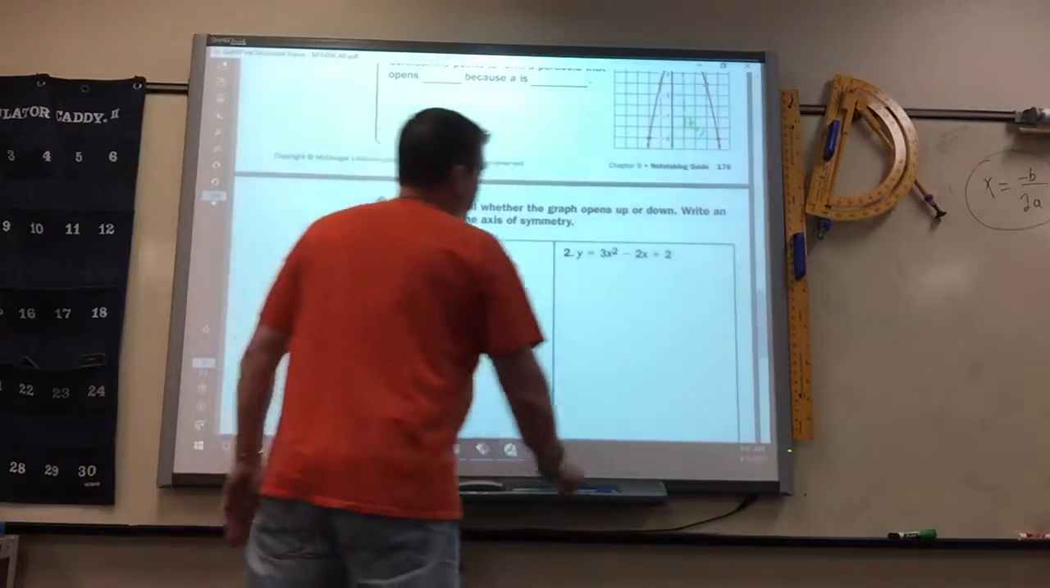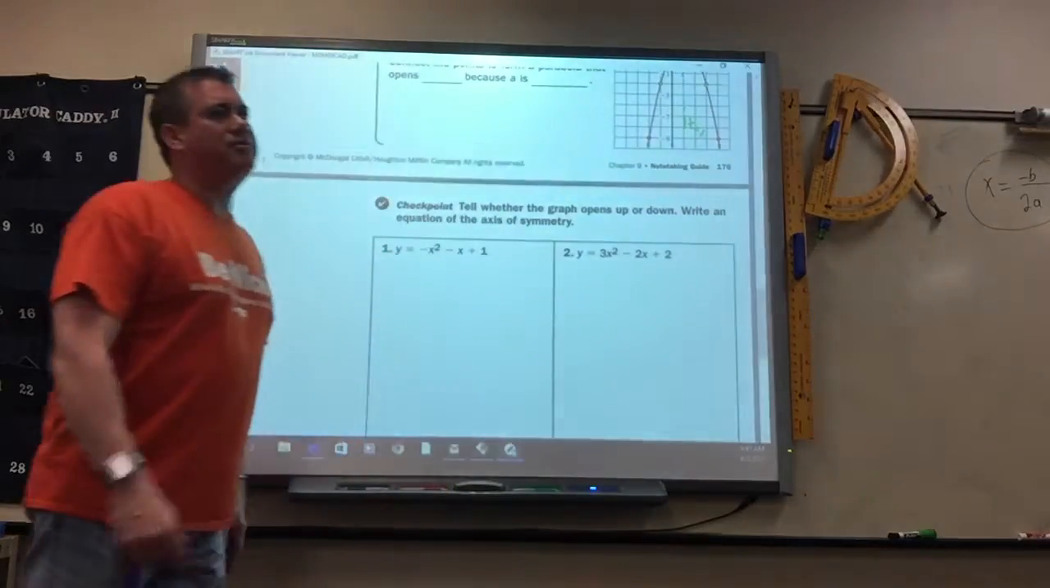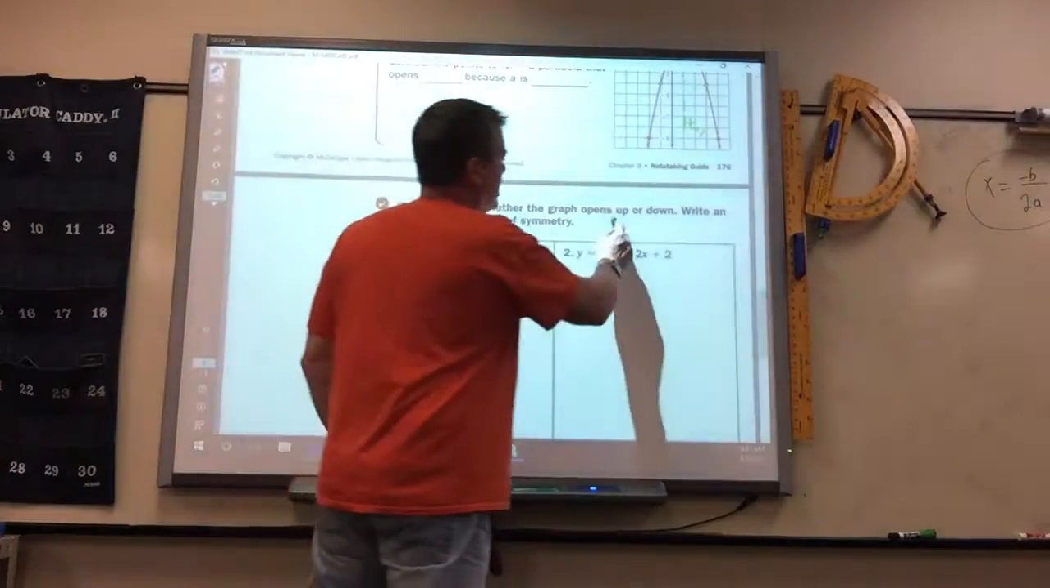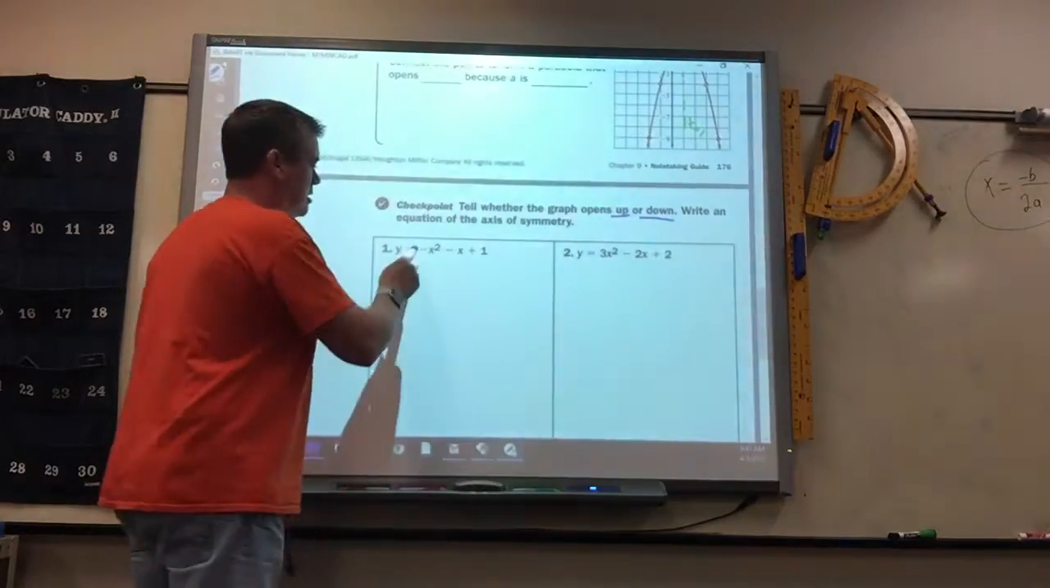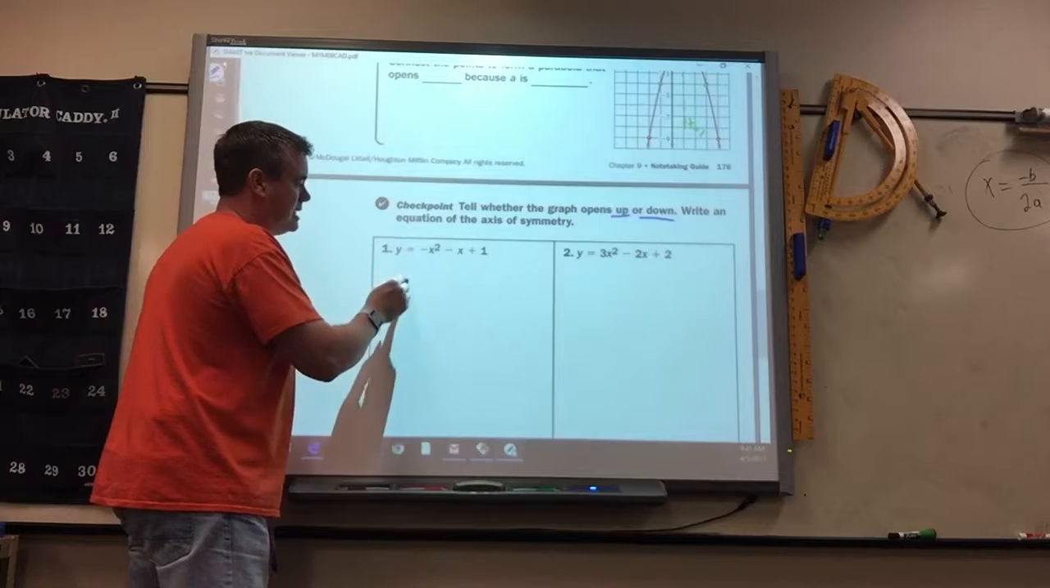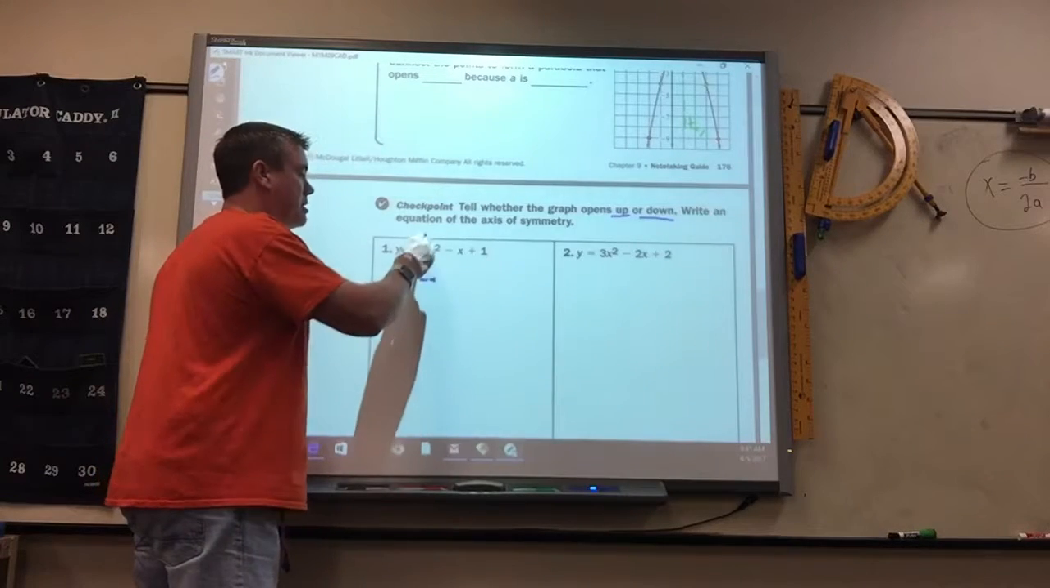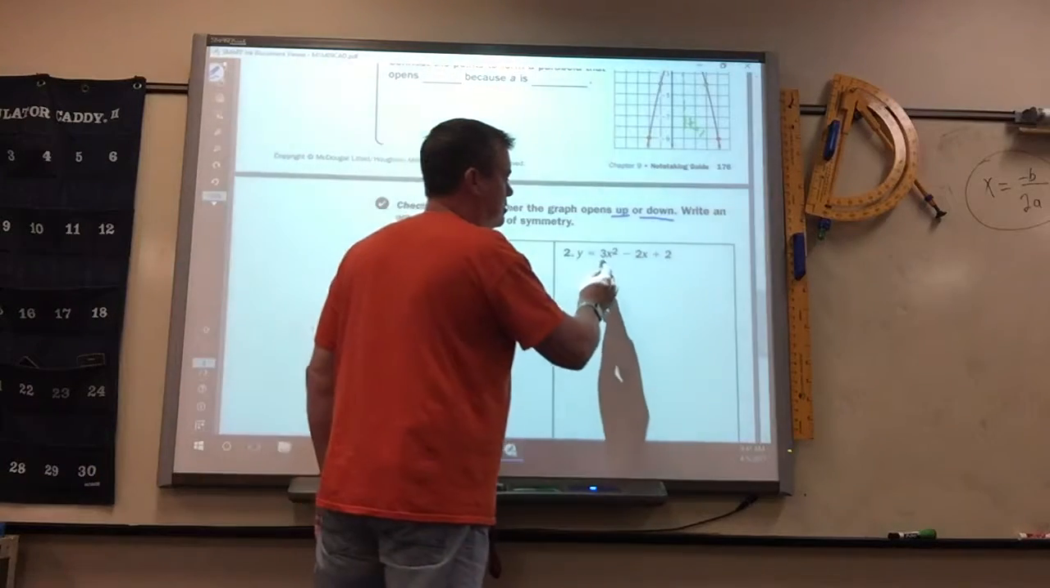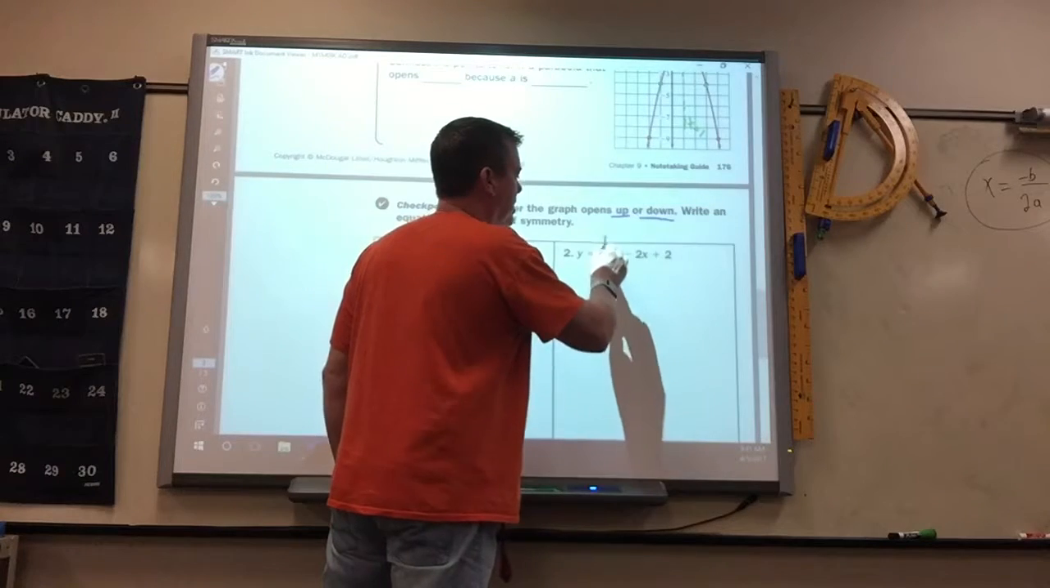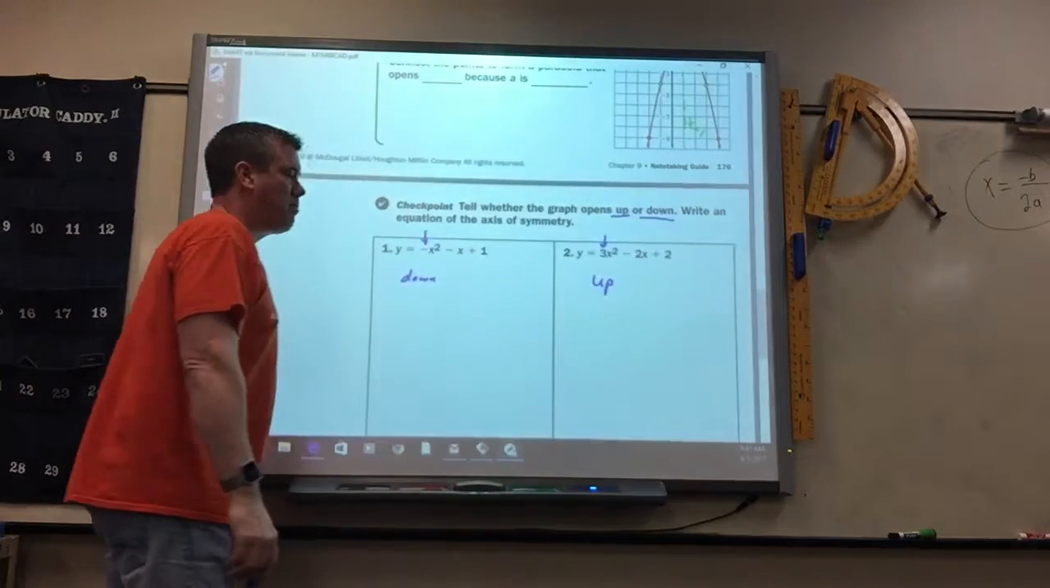Okay. Now, sometimes we don't have to graph. Sometimes they ask, does it open up or down? How about this one? Down. Because it's got a negative x squared. Up. Because it's got a positive x squared.